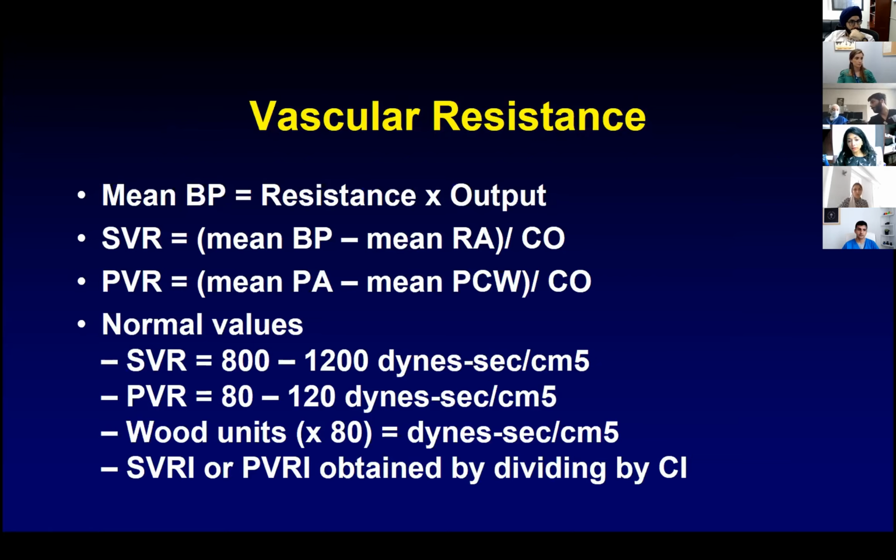These are normal values. Typically, we present SVR in dynes second per centimeter to the power of 5, and it's 800 to 1200. If your SVR is low, it means you're vasodilated. If SVR is high, it means you're vasoconstricted. Normal PVR is expressed in Wood units, and that's derived by dividing dynes second per centimeter to the power of 5 by 80. So normally PVR is between 1 to 3 Wood units.